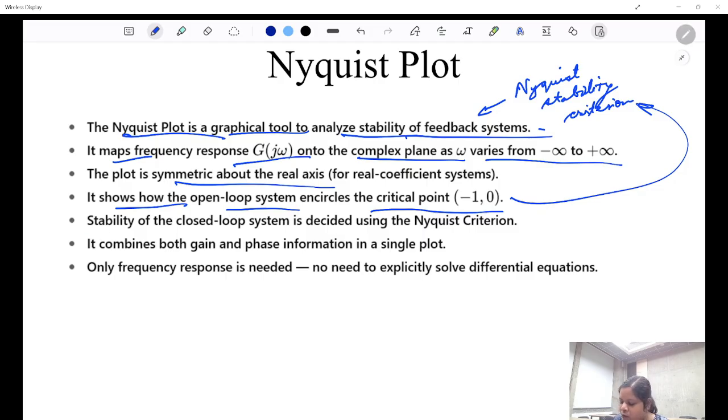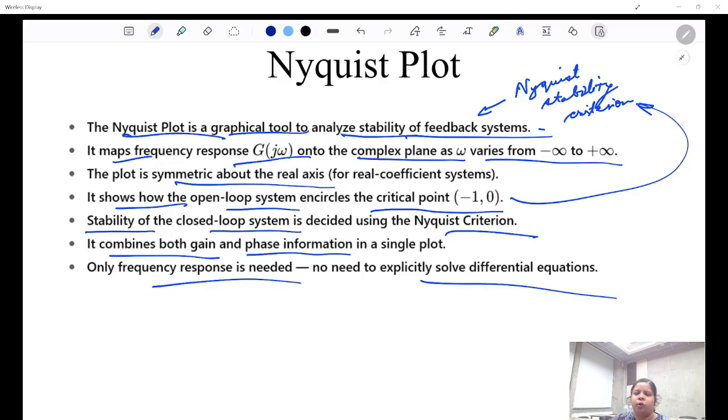And stability of the closed loop system is decided using the Nyquist criterion, and it combines both gain and phase information in a single plot. So you see in the Bode plot we had two different plots coming in, and both of them had no relation in the way they were being plotted. But the Nyquist plot has both pieces of information contained in the same plot, and only the frequency response is needed, and we don't need to explicitly solve the differential equation.